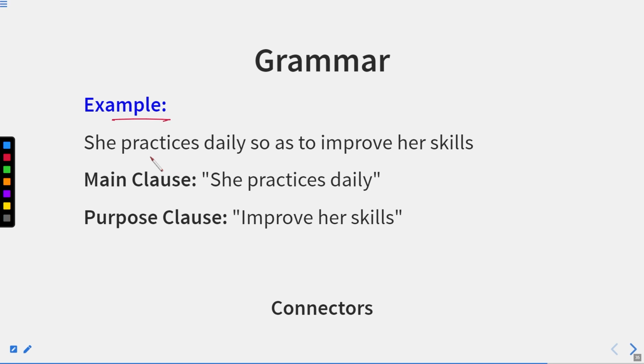Now, example: she practices daily so as to improve her skills. So we cannot have a noun, we can only have a verb. She practices daily, it should be every day. She practices every day so as to improve her skills. Main clause, she practices every day. Purpose clause, improve her skills. So this is the purpose.